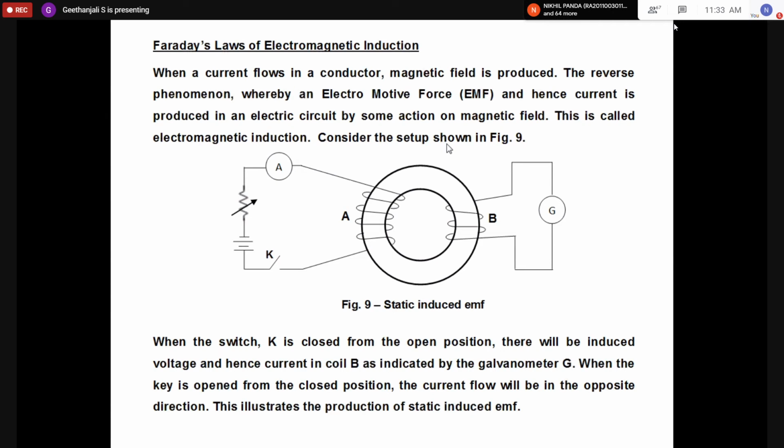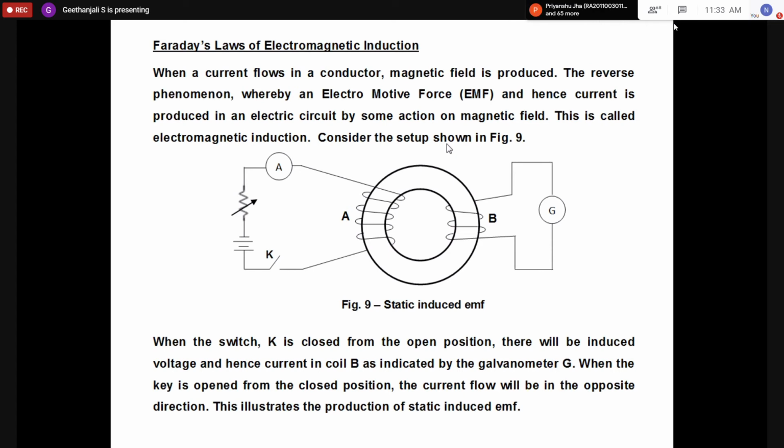So this is the statically induced EMF. What we have here is a ring type core. Two coils are present, A and B. The B coil is connected to the galvanometer. So when you switch the K switch on and off, you will get a deflection in the galvanometer. That means there is an induced EMF in the B coil. Because of that only, you get the deflection in the galvanometer.